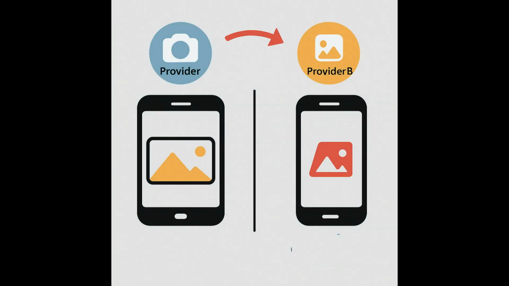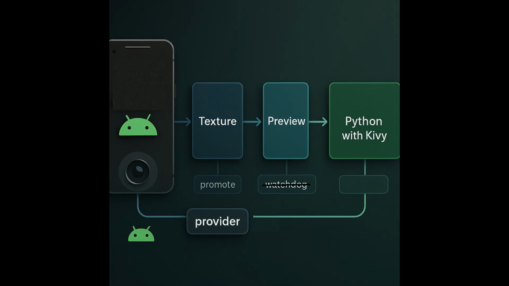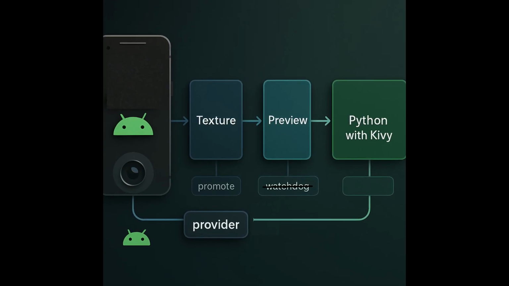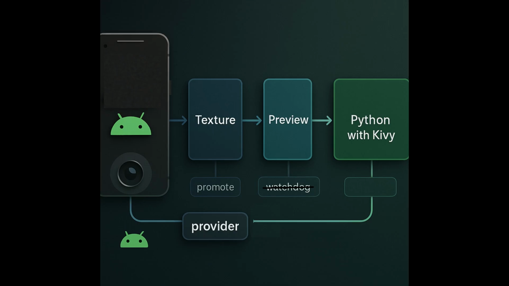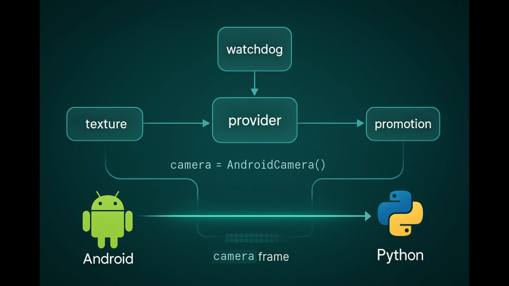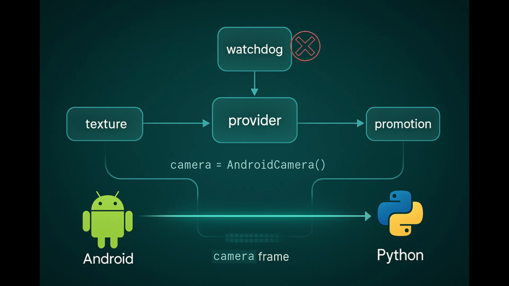Even the classic camera follows the same architectural skeleton. It still uses a provider like Camera Android or Camera GStreamer. Every frame ends up in a texture, which is what you actually see on screen. There's even a bit of promotional logic happening automatically. Kivy quietly checks which providers are available and promotes whichever one reports that it's compatible. The missing piece is the watchdog. If your feed freezes or buffers stall, nothing automatically resets. You'll need to handle that manually.